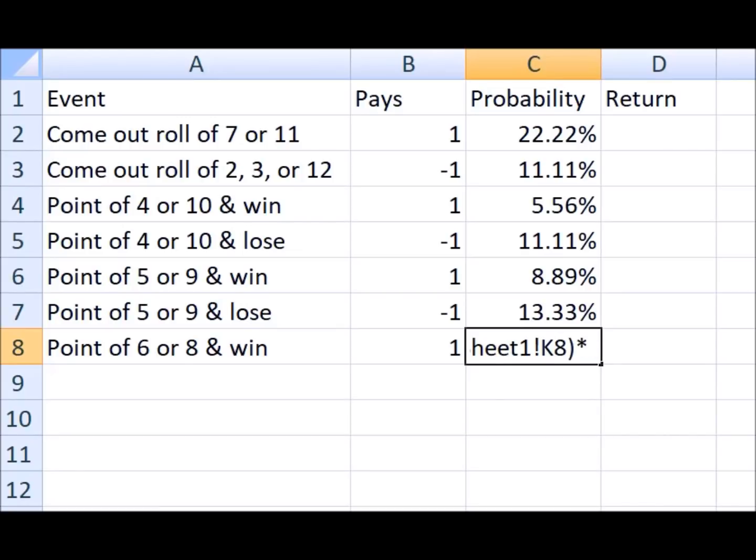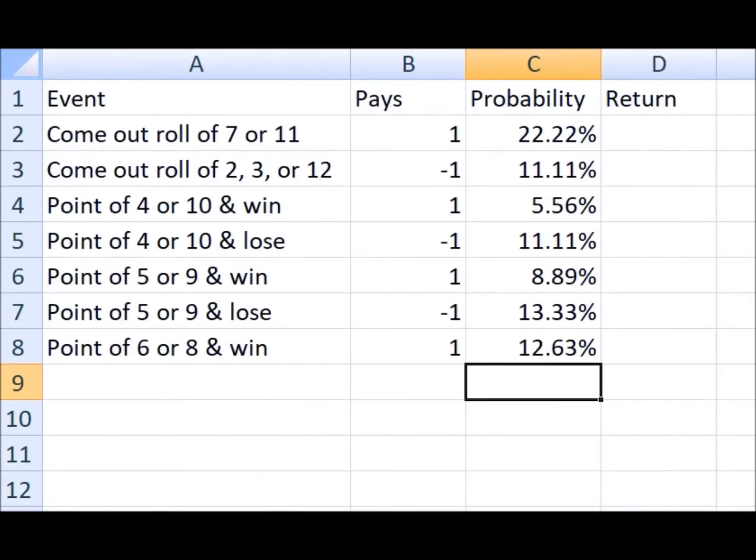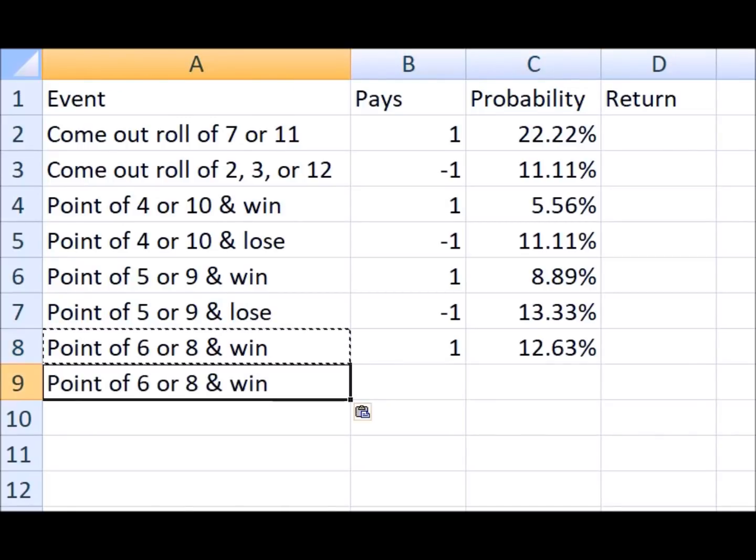Whether the point be a 6 or an 8, there are 5 ways to win and 6 ways to lose. So given that the point is a 6 or an 8, the chances of winning are 5 in 11. So all things considered, the probability of rolling a 6 or an 8 on the come out roll and then going on to win is 12.63%.